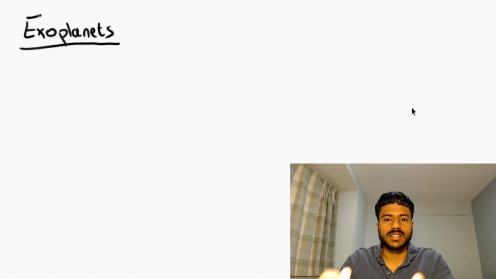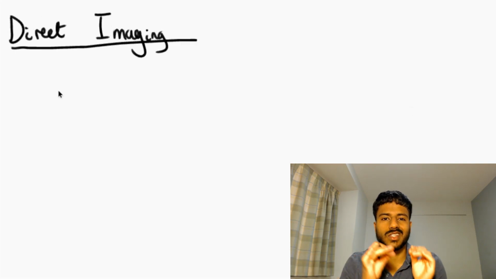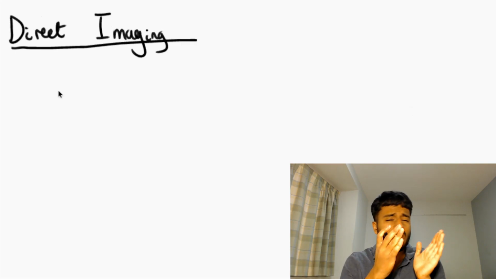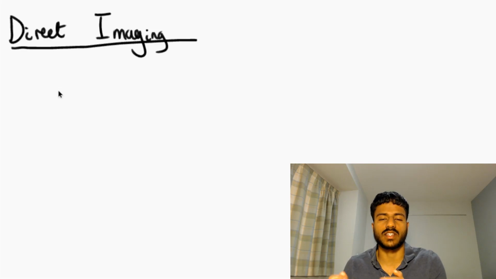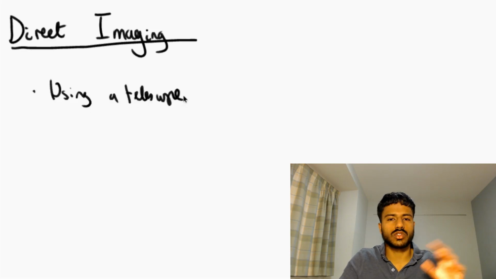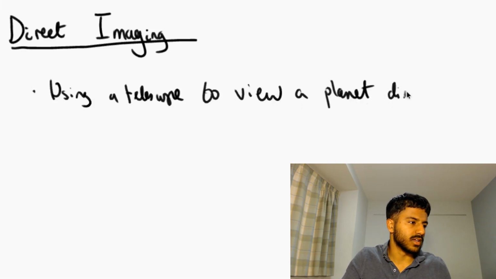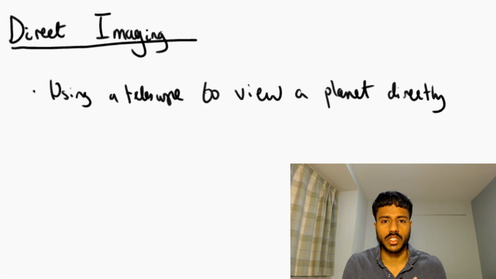So we're going to be looking at exoplanets, but we're going to be looking in particular at the methods that we use to detect them. Now the first method is called direct imaging, and this is probably the most basic way of detecting exoplanets. This is simply just using a telescope or some other instrument to view a planet directly. Now, just to be clear with some terminology, exoplanets simply mean planets that are outside of our solar system.